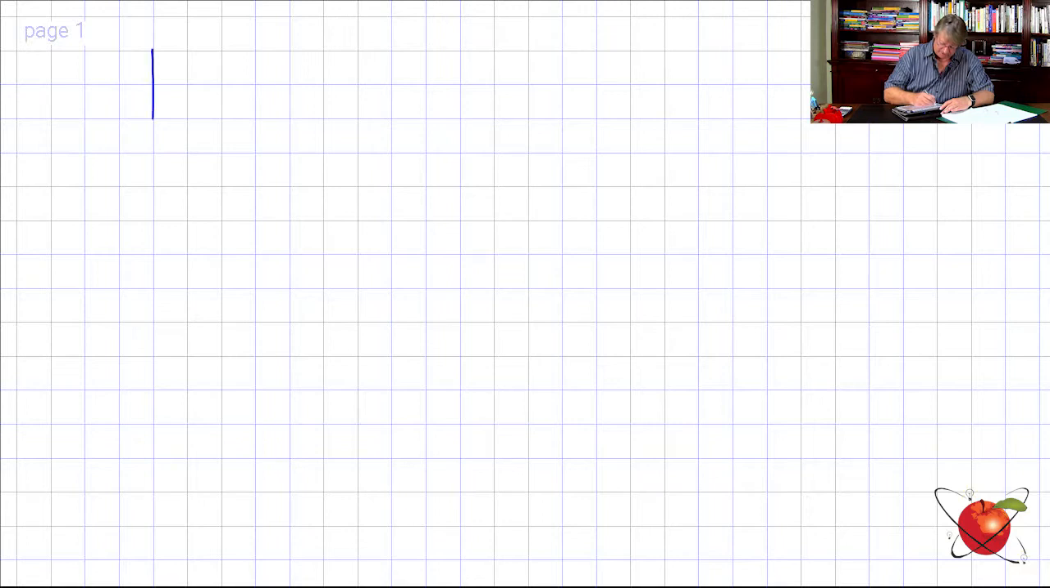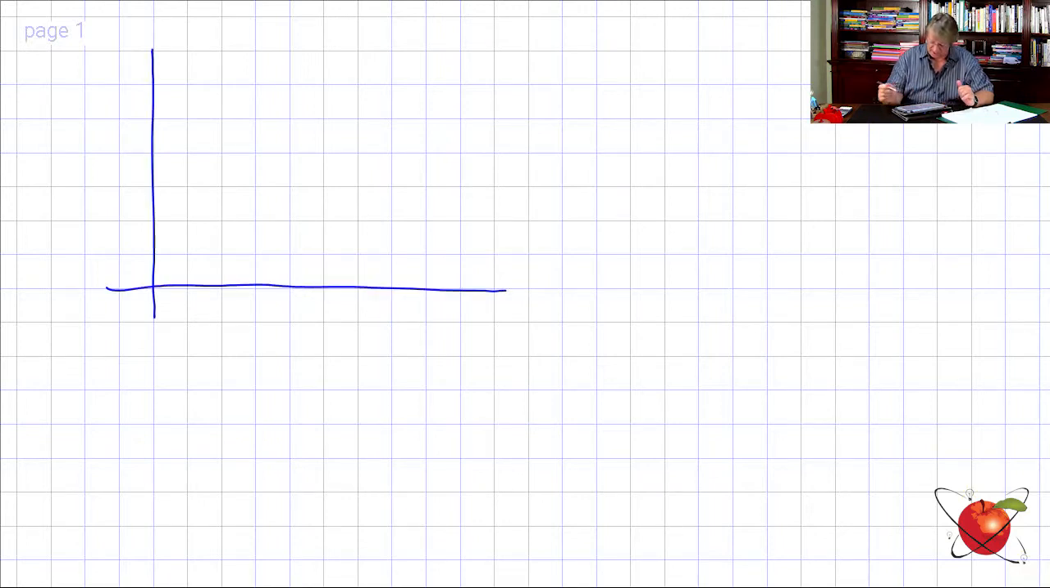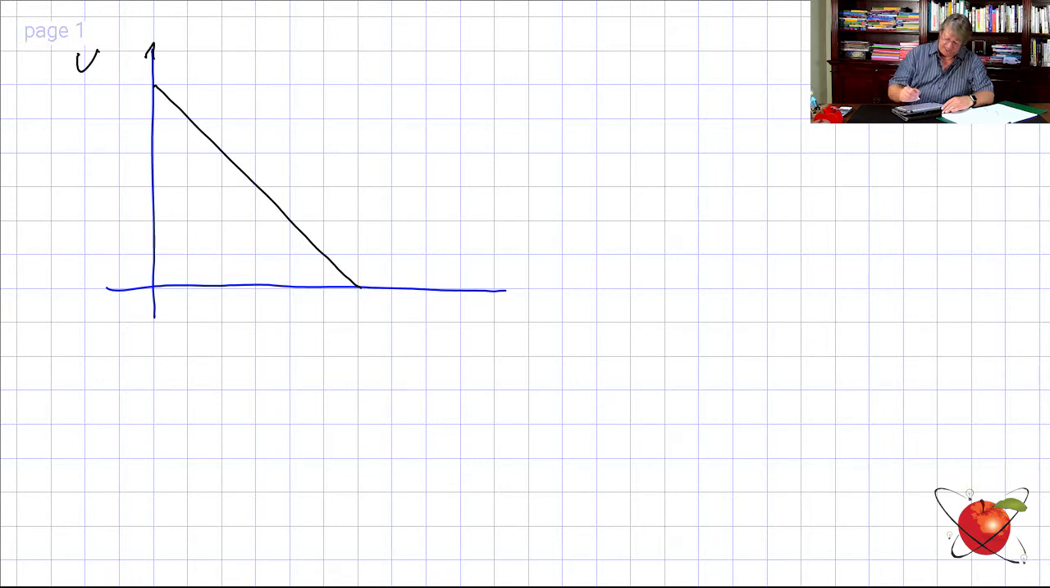Let us say they give us this graph here, right? And they tell us that this is a V versus T graph. And for example, they say this is 2.5 seconds.